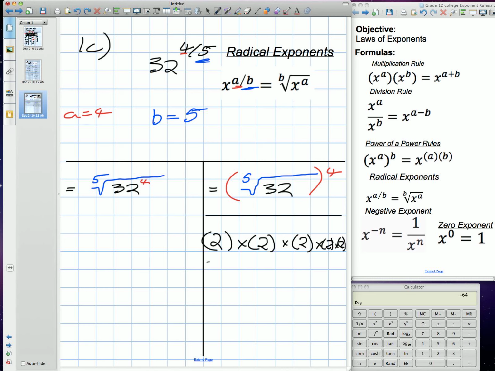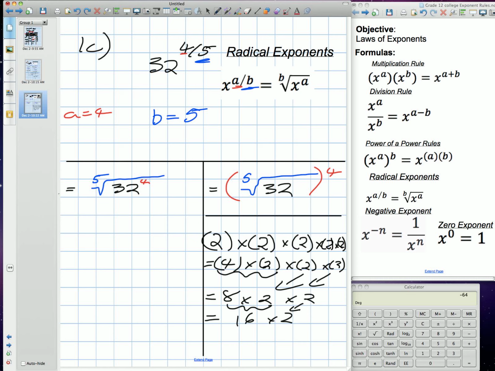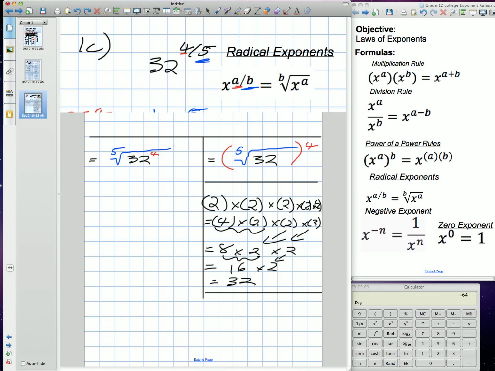Okay? So if we do a pair at a time, 2 times 2 is 4, and I still have to multiply 4 by the number 2 3 times. Then we'll do the next pairing. So let's try 2 by 4. That gives us 8. We still bring down our other 2. So 8 by 2 by 2 again. We'll do the next pairing. 8 by 2 is 16. Bring down the other 2. 16 by 2 is 32. So the fifth root of 32 is actually the number 2.